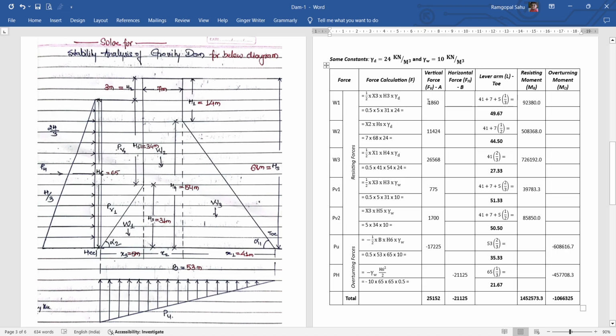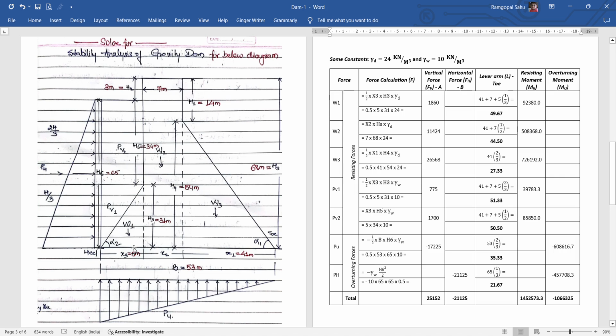So depending upon the characteristic of the force, they have been placed in vertical as well as in the horizontal forces. Now the calculation of lever arm. What is lever arm? Lever arm is nothing but the location of the resultant forces acting on the dam body, where the resultant force is acting, and resultant force is generally acting on the CG of the dam section.